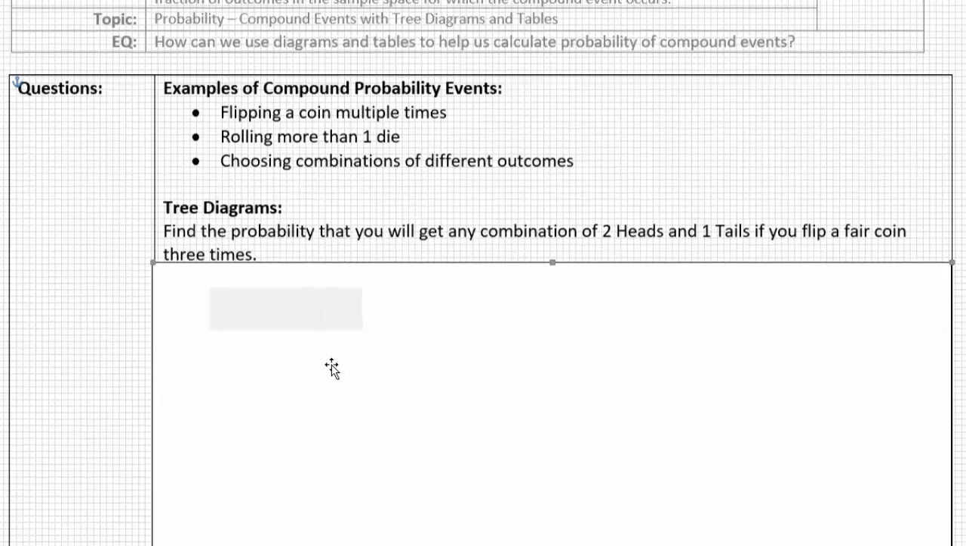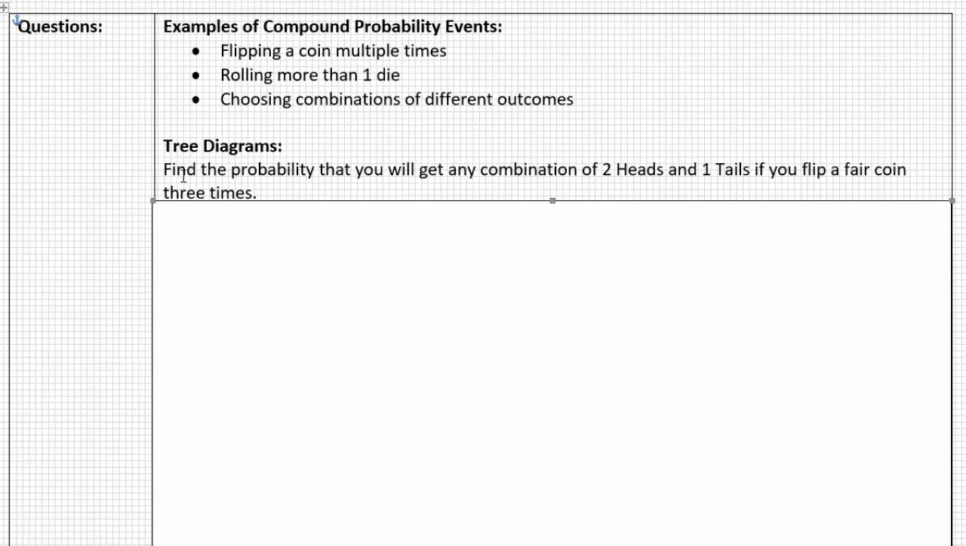We're being asked to use a tree diagram to find the probability that you will get any combination of 2 heads and 1 tails if you flip a fair coin 3 times. We've done a lot of work with coins, and we probably already know that if I was to just flip 1 coin, the probability would be 1/2. But we want to see what happens if I flip 3 coins.